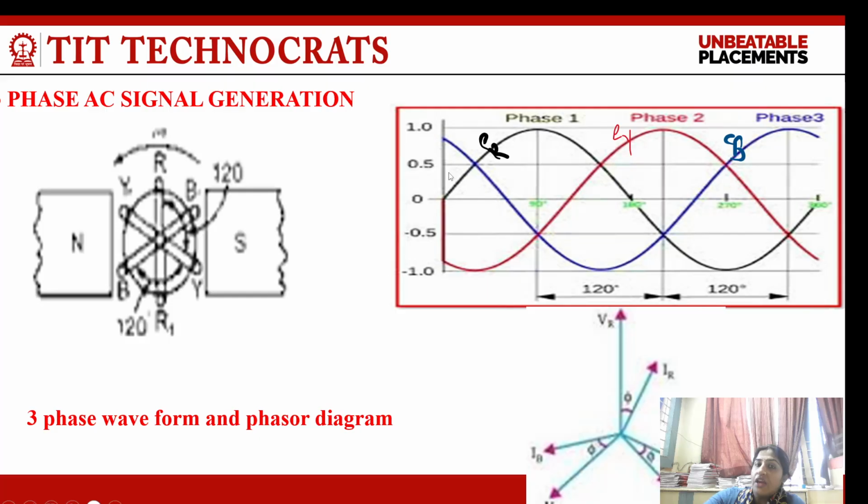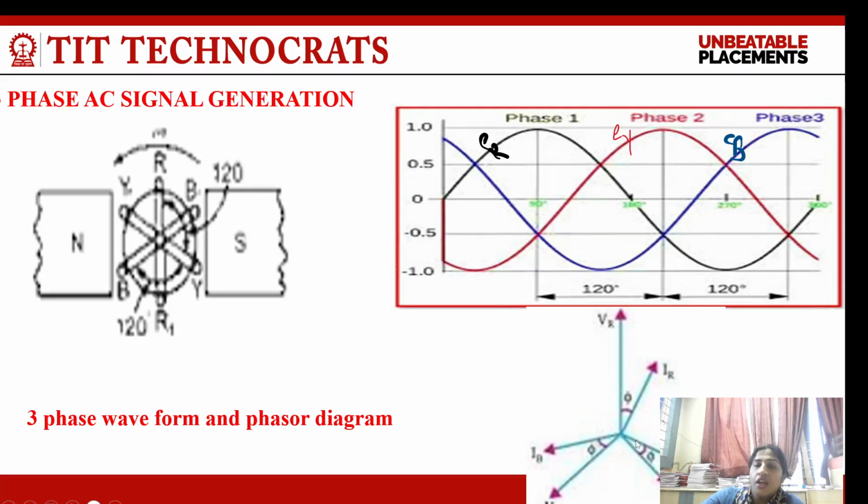So in this, as these coils are of the same length and have the same number of turns, we can say the magnitude of all these waves is the same, but the phase difference is 120 degrees between these coils.